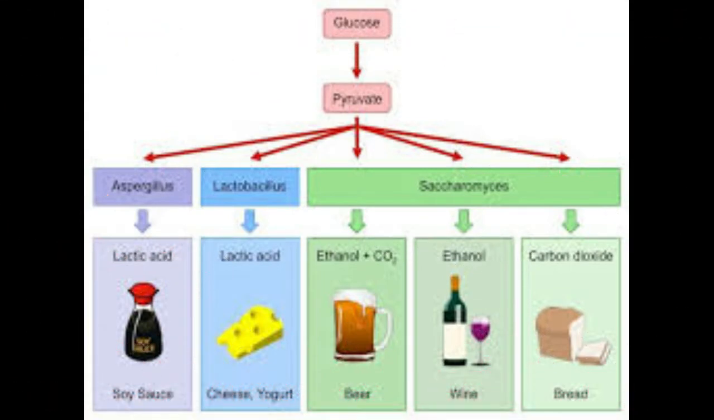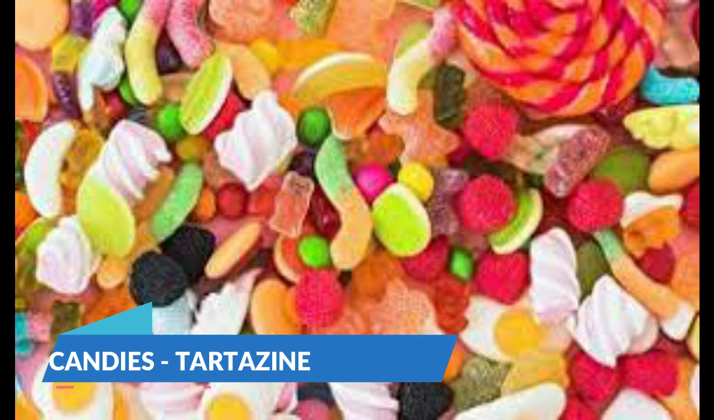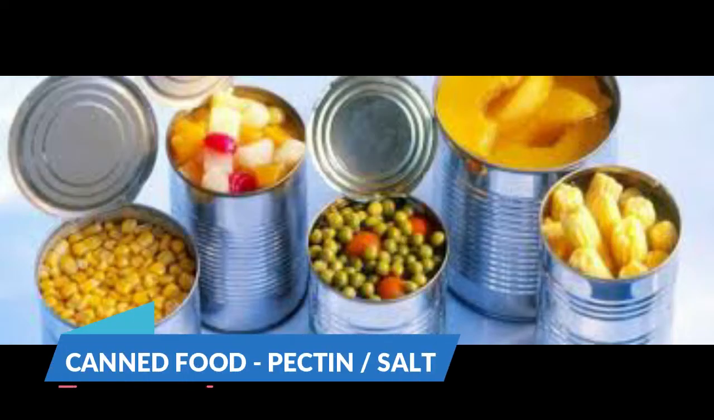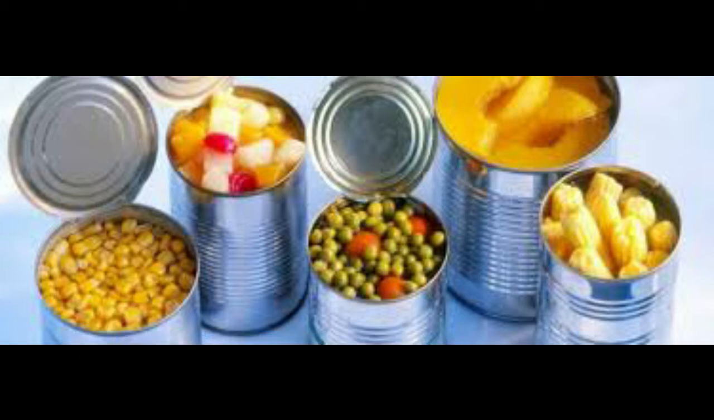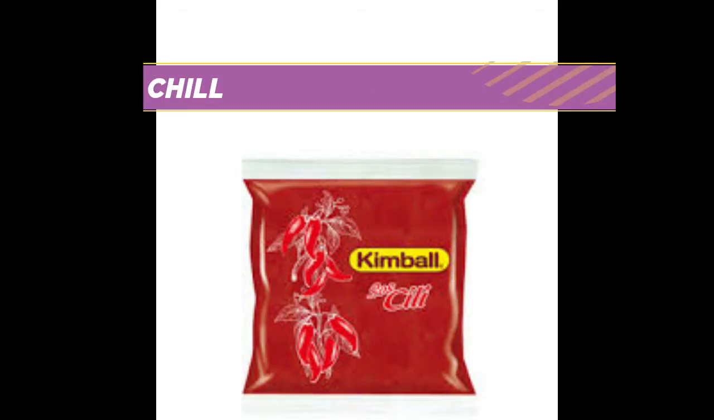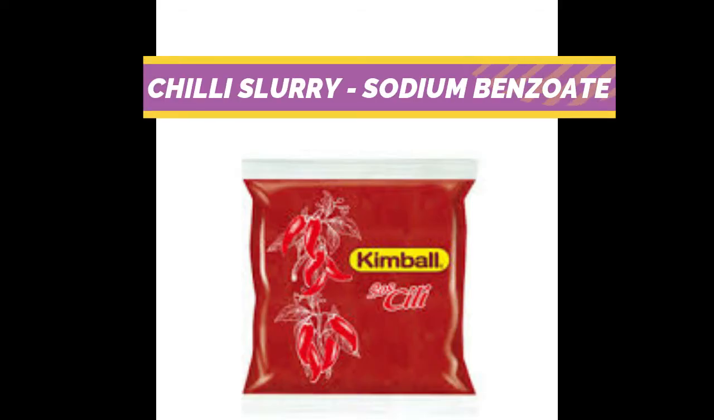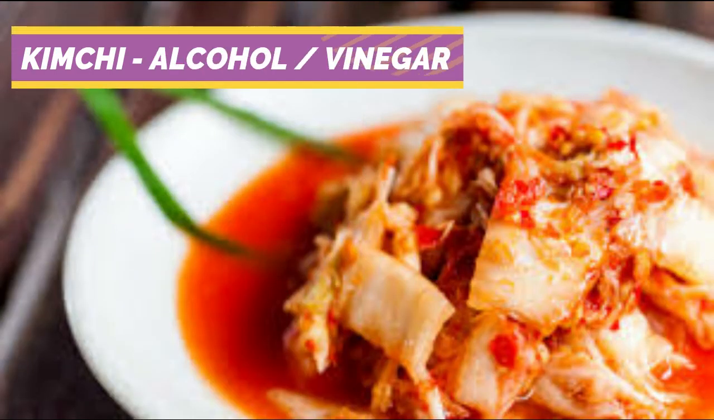Examples of food that contain chemical preservatives are candies, which contain tartrazine. Canned food contains pectin or salt, while chili slurry contains sodium benzoate. Kimchi contains alcohol or vinegar.